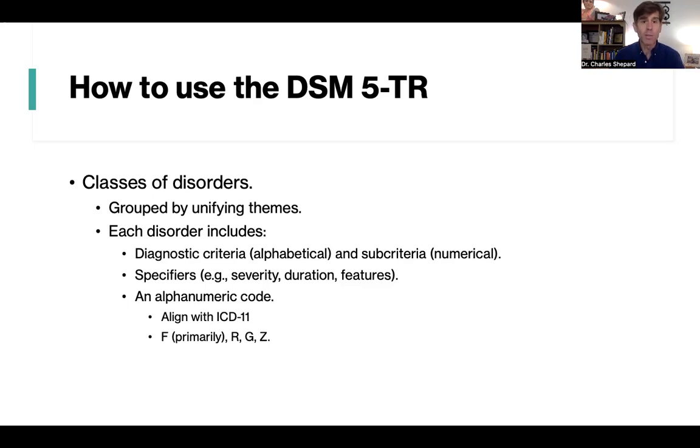These alphanumeric codes align with the International Classification of Diseases, 11th edition, which is essentially the codification system of all healthcare concerns. In fact, I may have misspoken. I think it's the International Classification of Diseases, not disorders. All that to say, the DSM prior to DSM-5 TR had its own numeric codification system. The TR has done away with that system to align exclusively with ICD-11. So you will find that there are F codes, R codes, G codes, and Z codes. Primarily what you'll be noticing is that you will be in the F code range of the alphanumeric coding system.